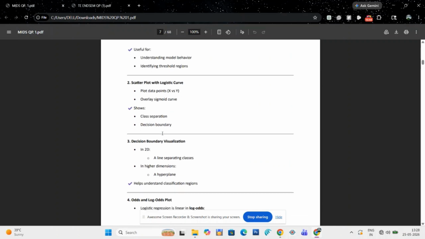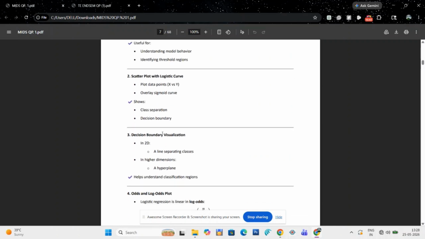Next is the scatter plot with logistic curve. A scatter plot is used for showing the relationship between two or more features according to specific conditions, and it also tells us how our data points are spread. Here we plot the data points x versus y on the x-axis and y-axis and overlay the sigmoid curve. The scatter plot with logistic curve shows class separation and decision boundary.